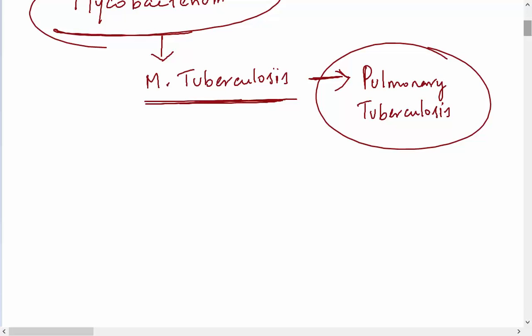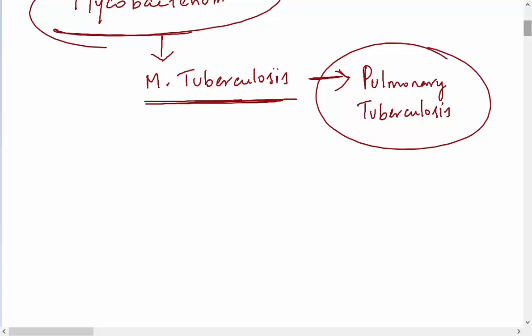Otherwise, we call them low socio-economic countries, due to many reasons. So they don't get proper food, especially the proteins that are needed to have good immunity. So in such countries, it is very common. But in the developed countries, the scenario is a little bit different. In the developed countries, the biggest problem is HIV.